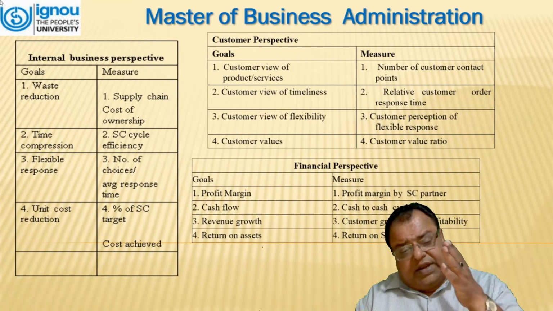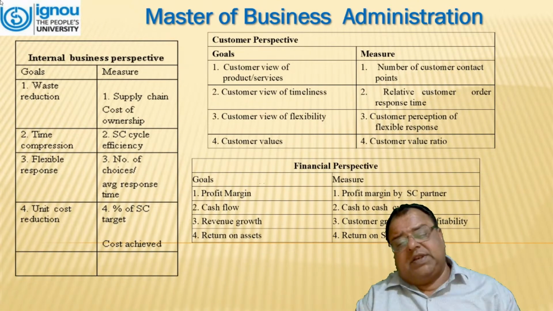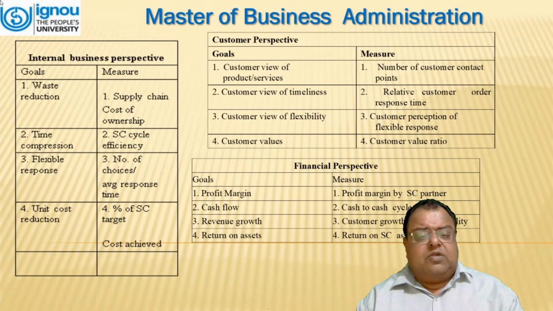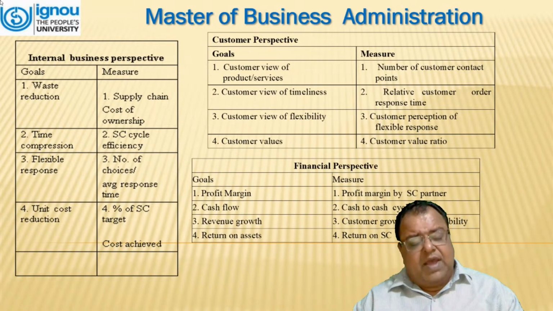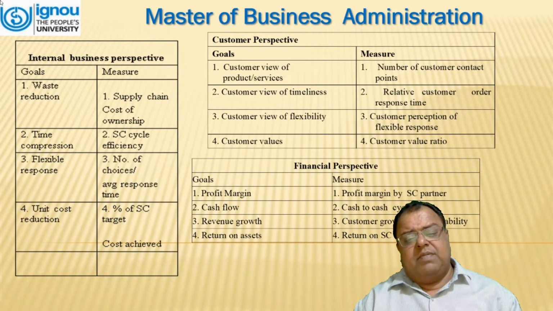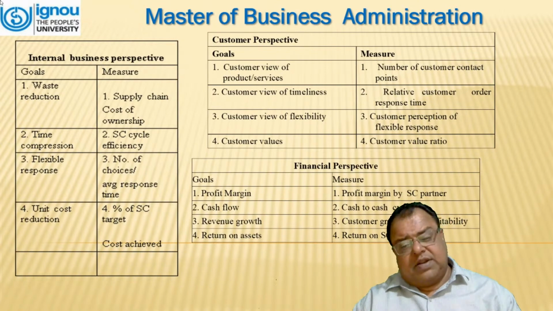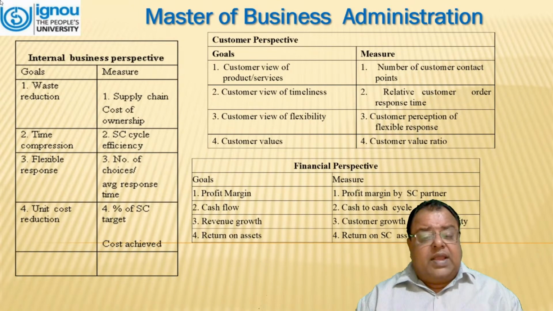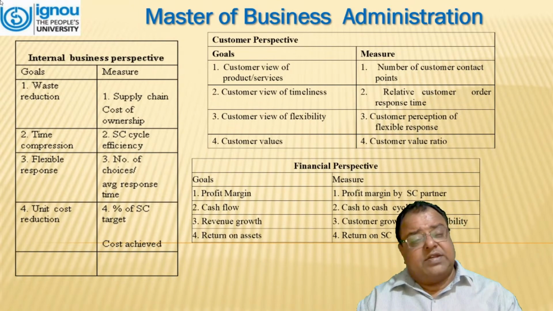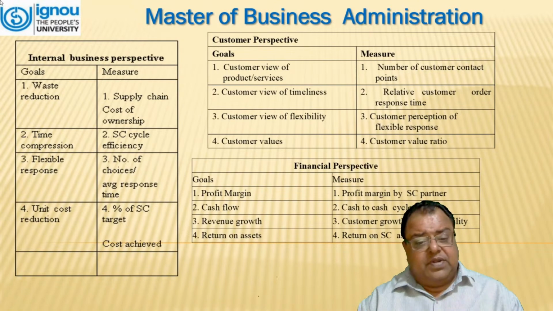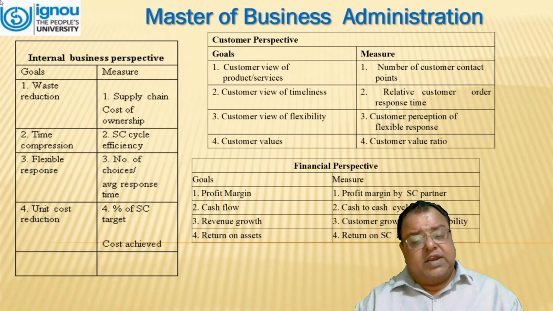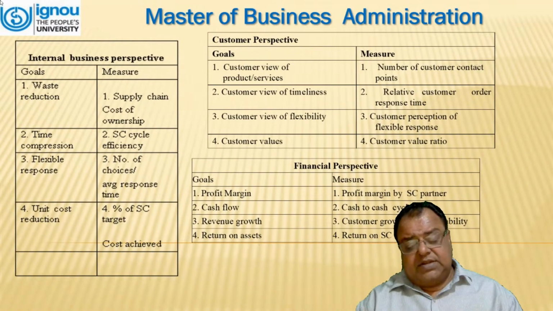And if we take the financial perspective, the goal every organization has is profit margin, that is profit margin by supply chain partners. Cash flow, the cash to cash cycle, that is the movement of cash. Revenue growth, which is related to customer growth and profitability. And the fourth one is return on assets, that is return on supply chain assets.